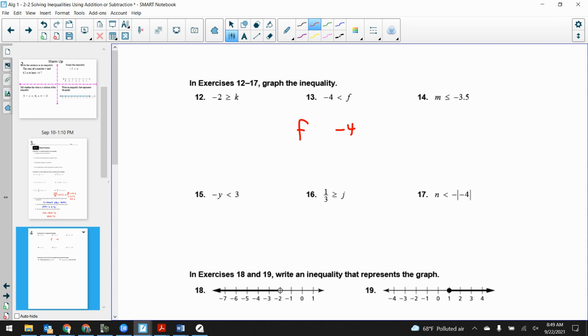Now, whenever you flip the orientation, what do you have to do with the sign? Flip it. So it turns from less than to greater than. Now we can say, okay, we're at, let's do -5, -4, -3. And we'll put an open circle at -4 going to the right. That's why the arrow points to the right instead of the left.